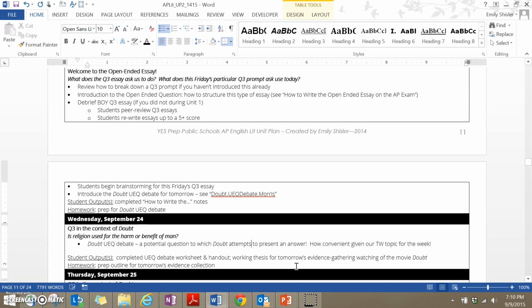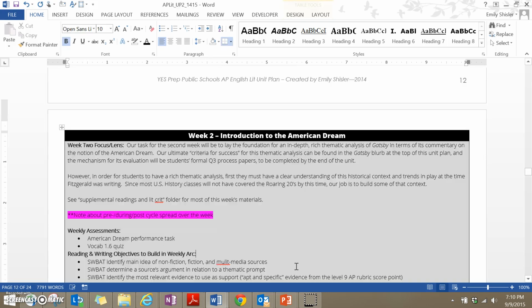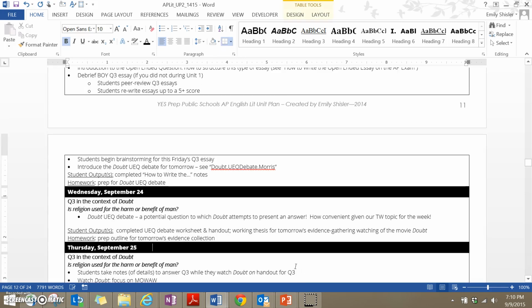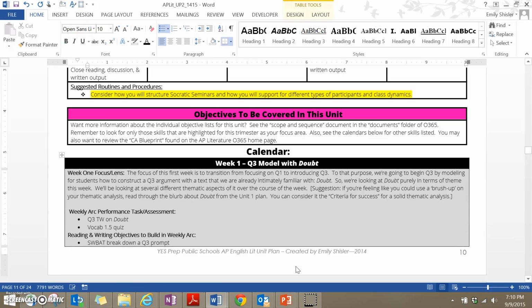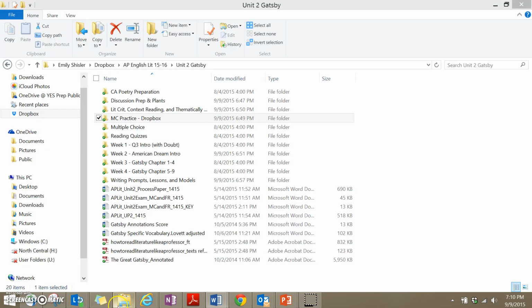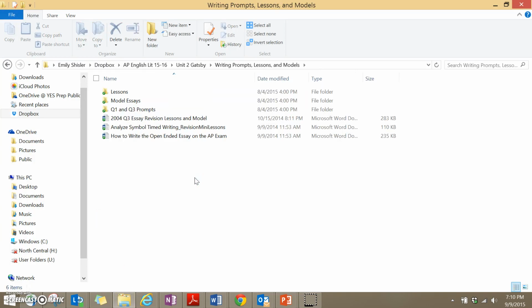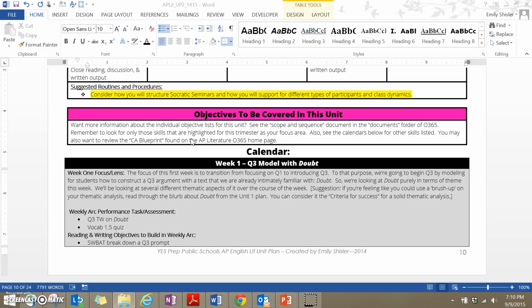This calendar has not been updated at all. Sorry about that, but the same function applies. I'm going to spend a whole week talking about the Q3 and workshopping it with doubt, and that is going to start with this very critical folder, Writing Prompts, Lessons, and Models, and this long resource article called How to Write the Open-Ended Essay on the AP exam.